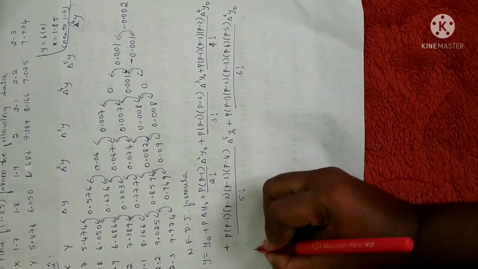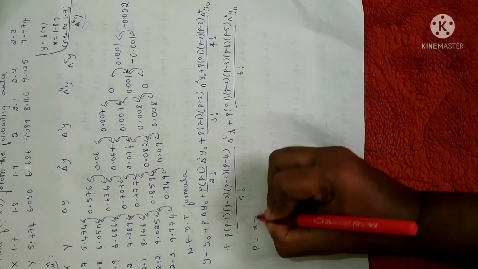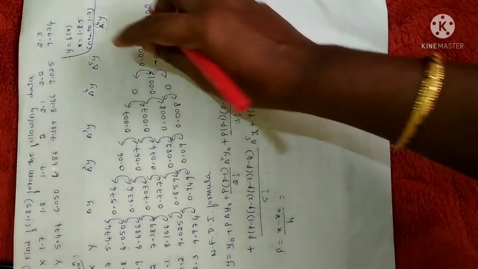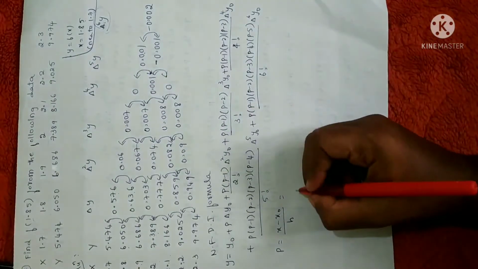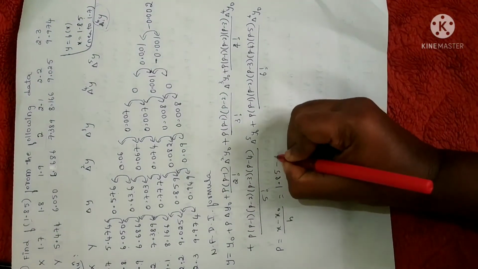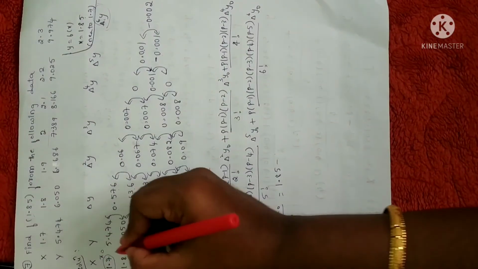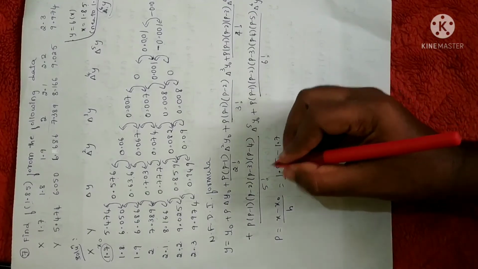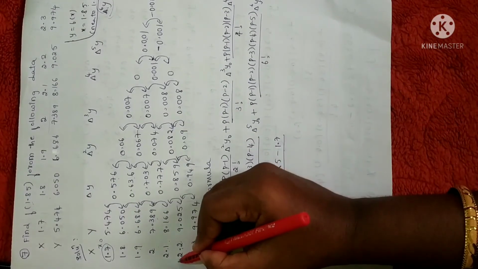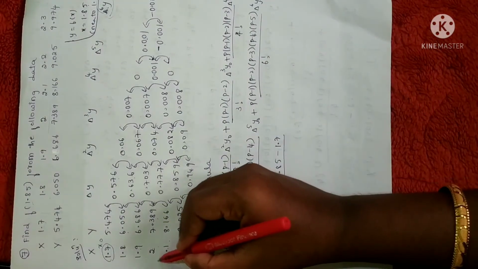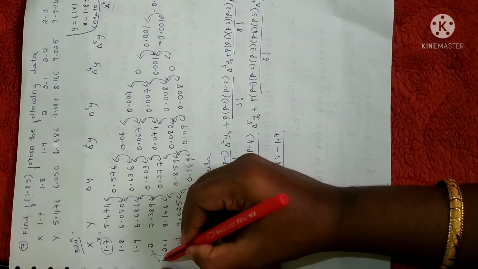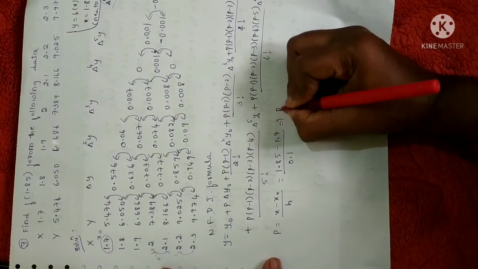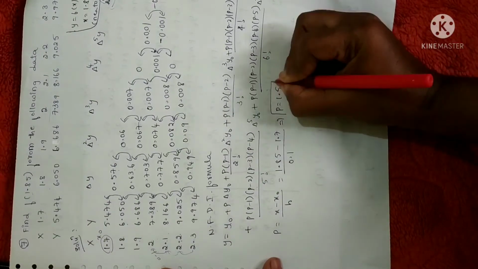Now the formula for calculating p is already known: x minus x naught divided by h. What is the value of x? It is given in the problem: x is 1.85. Minus x naught, the first value, which is 1.7, divided by h. h is the common difference. Here the common difference is 0.1. Wherever you subtract, you will get 0.1 only. So after simplification, you will get p as 1.5.